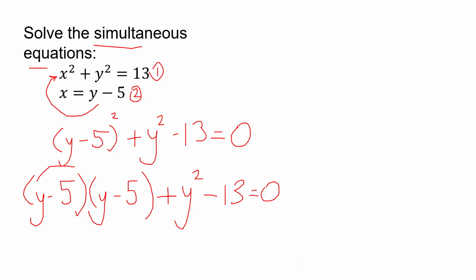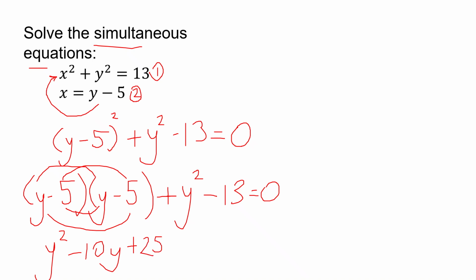So we do y times y is y squared. Then I have y times minus 5 is minus 5y, minus another 5y again, so it makes minus 10y. Then we've got minus 5 times minus 5 makes plus 25. Again, pause it to check if you're unsure, but I've done it in one go. You get y squared minus 5y minus another 5y plus 25.